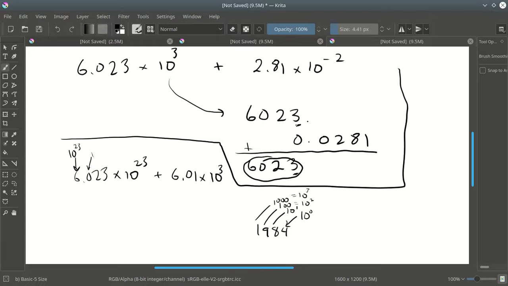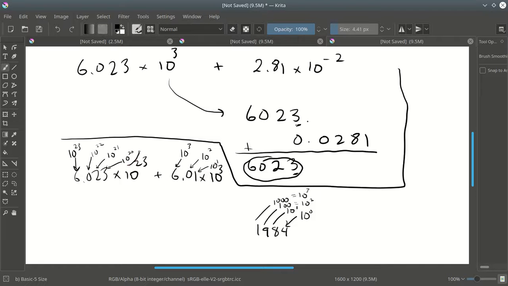This here, this is the 10 to the 22nd power place. This here, this is the 10 to the 21st power place. And this here, this is the 10 to the 20th power place. You see that? What about this? This is the 10 to the 3rd power place. This is 10 to the 2nd power place. And this is the tens place, 10 to the 1 power.